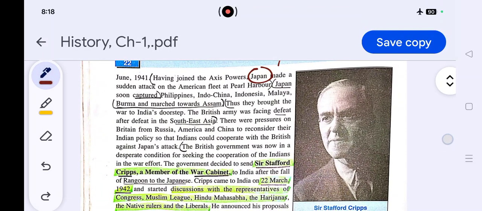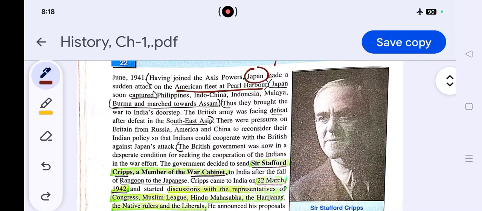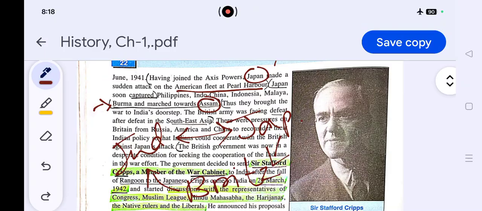But as of now, Japan started being very aggressive and attacked the American fleet in Pearl Harbor, captured several places like Philippines, Indochina, Indonesia, Malaya, etc. Burma, as in Myanmar. And march towards Assam. Now, this is very important, okay? You have to remember that India and Japan were not enemies. Now, they were not enemies by itself, but India was under the control of the Brits, okay? India was under the control of the Brits, and Japan and British were enemies. So the fact that India was ruled by British, Japan had reasons to attack India. Basically, Japan and India were not enemies. There was no reason, certainly, that Japan would attack India.